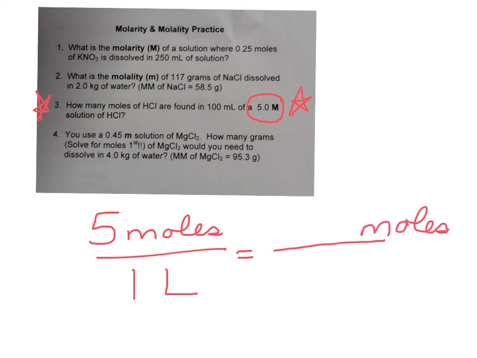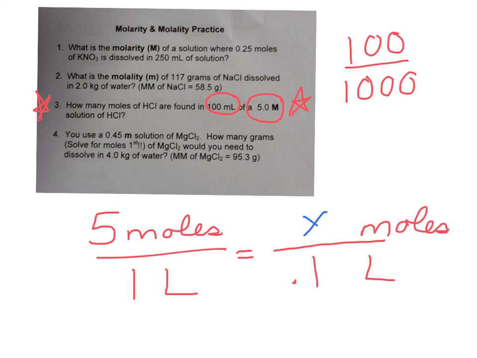Now we're going to set it up as a proportion. Moles over liters. What do we know? We know 100 milliliters. 100 milliliters divided by 1,000 is 0.1 liters. Once you see a setup like this, you know that we do cross multiply and divide to solve for it. Here's my unknown. So if I take 0.1 times 5 divided by 1, we find out that to make this solution in 100 milliliters, I would need 0.5 moles of HCl.